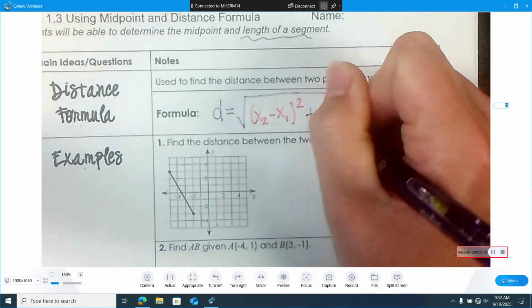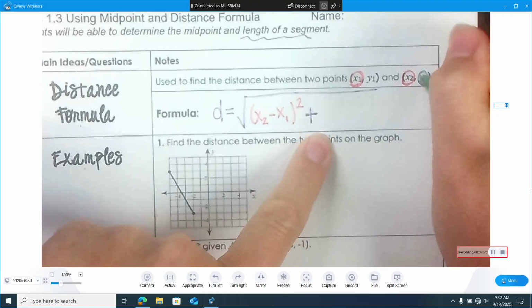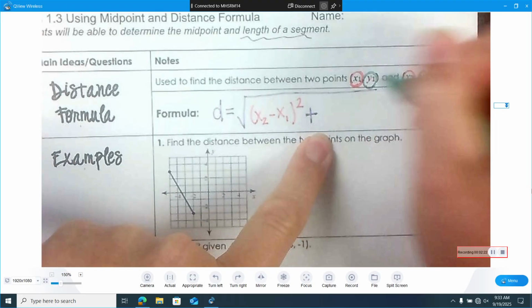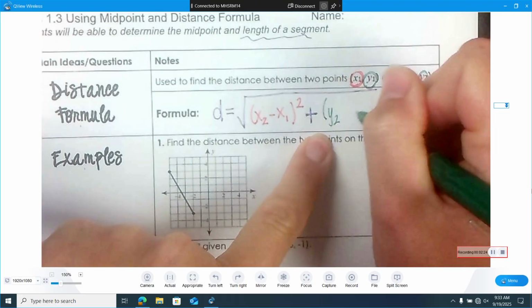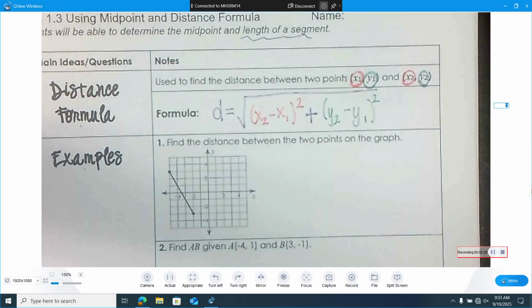And then we need to add it together with the change in the vertical distance. So the y coordinates, we want to use, again, y2 minus y1, y sub 2 minus y sub 1, and again, square that. So it's this big giant square root with bubbles inside, and this gives us the distance, the length of the segment, the distance between the 2 points, okay?